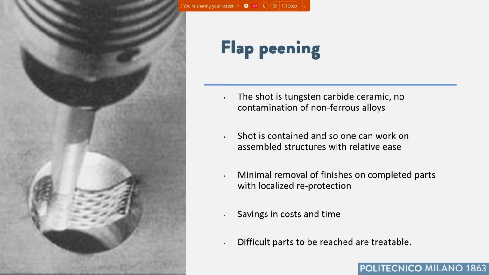The tungsten carbide avoids any possible contamination for non-ferrous alloys. The shot is contained, so it can work on assembled structures with relative ease. The shot remains where it is; it does not go everywhere, like it happens with shot peening. There is minimal removal of finishing on a completed part with localized protection. If everything around is protected, we don't need any post-processing. It's quite cheap, and it's used for parts that are difficult to reach with other treatments.